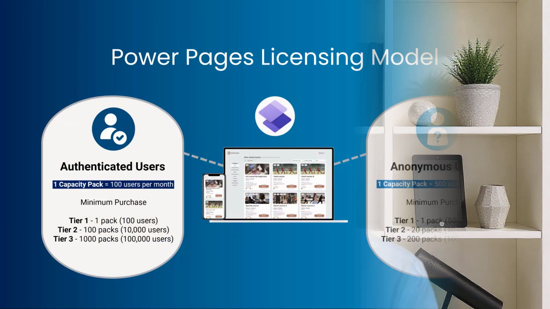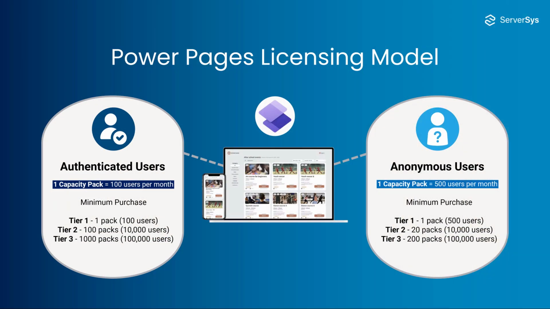In addition to considering what type of users will access your websites, you'll also need to decide how you want to be billed. By default, the Power Pages licensing model requires sufficient capacity to be purchased in advance to accommodate the expected maximum number of website users each month. The minimum purchase is a monthly base capacity of up to 100 authenticated users. Additional capacity packs can be purchased in increments of 100 monthly users.